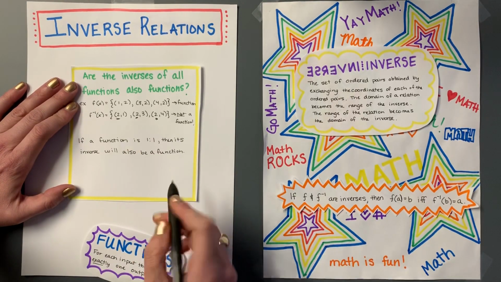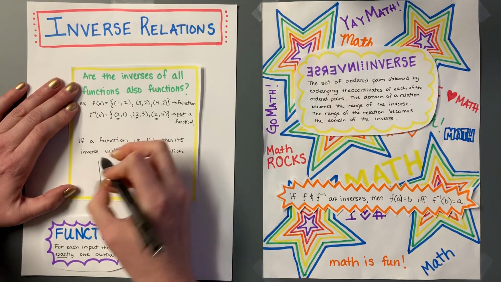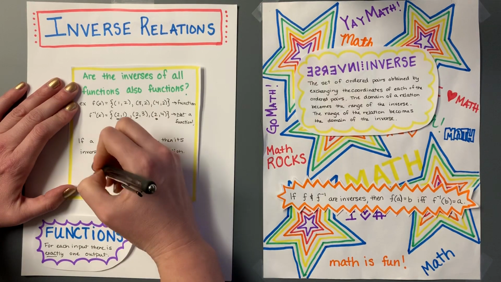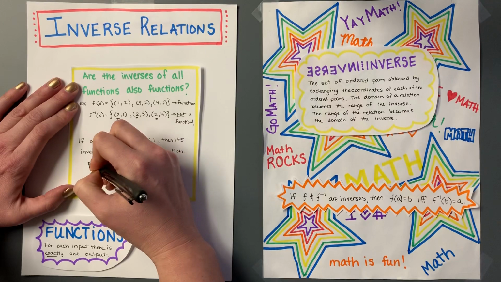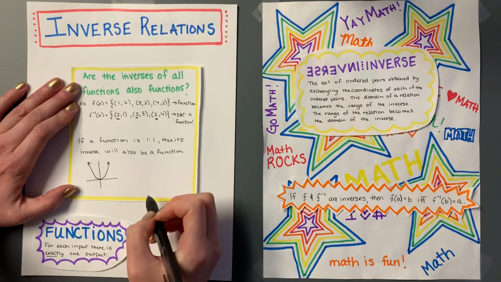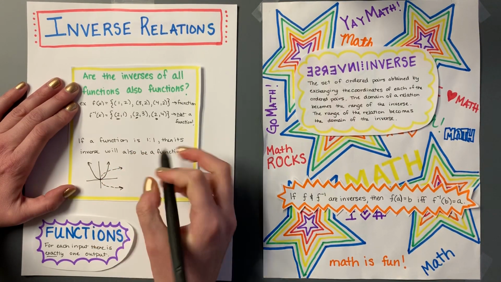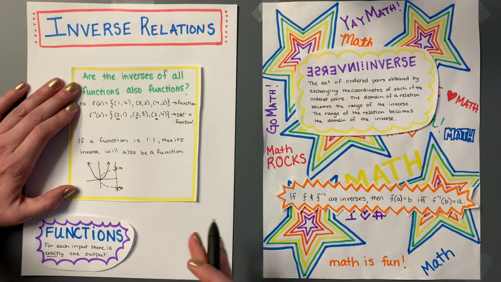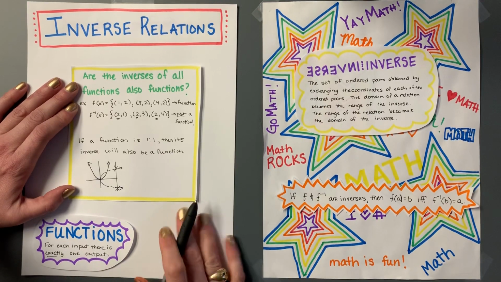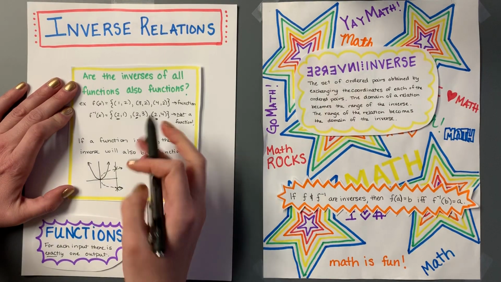If I'm looking for an example of a graph, graphically, something that will not have an inverse that is also a function, if I look at the square root graph, if I were to reverse my x and y coordinates, I end up getting a graph that looks like this, which does not pass the vertical line test. And the vertical line test is one of the ways that we can talk about whether or not something is a function.